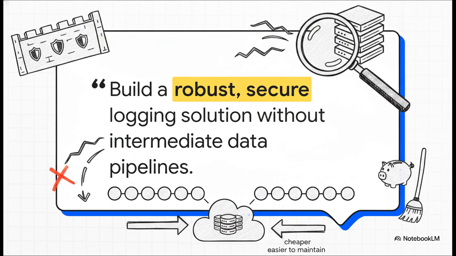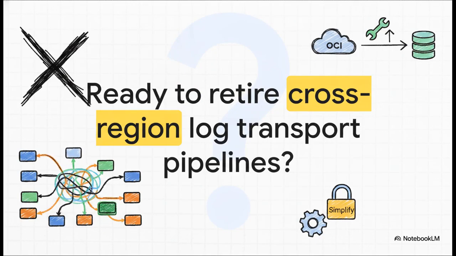It's cleaner, it's cheaper, and for sure, it is so much easier to maintain. Which leaves us with one final thought. Are you ready to finally retire your cross-region log transport pipelines? If you're managing a messy, multi-hop architecture right now, you absolutely need to look into the OCI Management Agent REST API ingestion method. It is time to simplify your infrastructure.